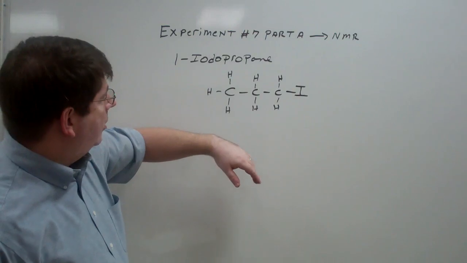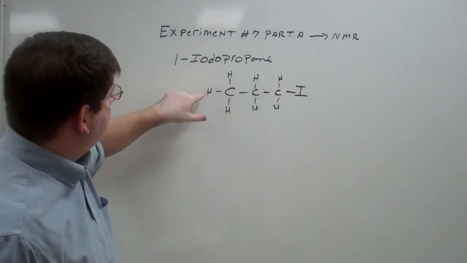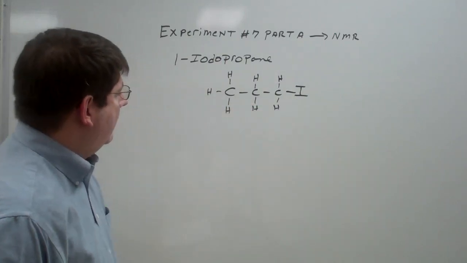And of course, this is what 1-iodopropane looks like. This is the number 1 carbon, the number 2 carbon, the number 3 carbon. All the hydrogens are listed. And we have the iodine atom there.